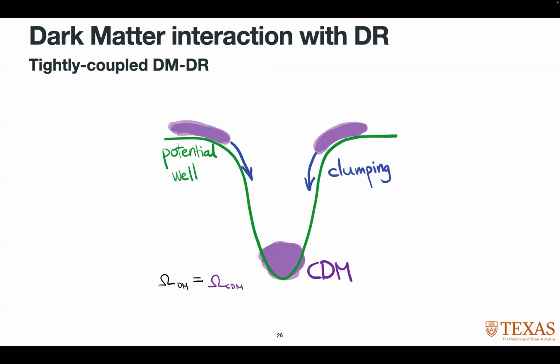Okay, then let me give some illustration of how this tightly coupled dark matter and dark radiation work. So this is the scenario, a picture that shows you the case where there is only dark matter, the entire dark matter is cold dark matter. In that case, the cold dark matter is floating because there is only gravitational potential.